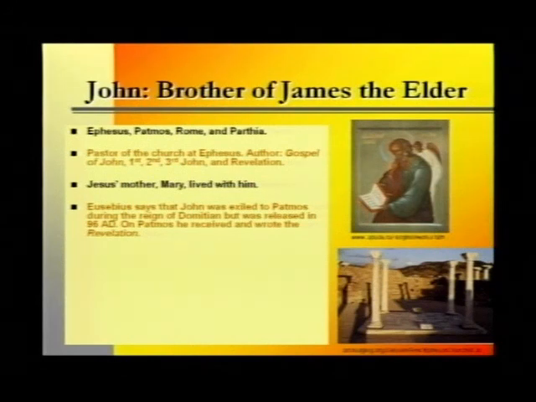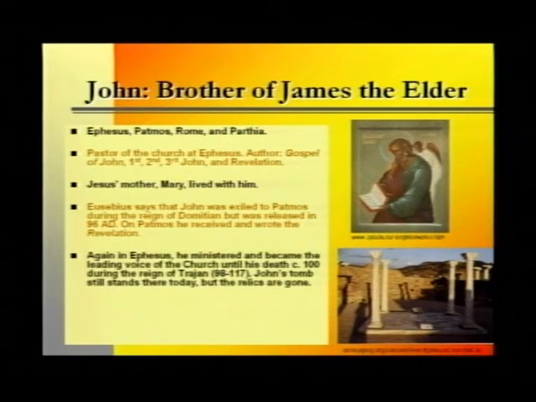Eusebius, the early church historian, says that John was exiled to Patmos during the reign of Domitian, but was released in 96 AD. On Patmos, he received and wrote the Revelation. And again in Ephesus, he ministered and became the leading voice of the church until his death around 100 AD. So he outlived all the other disciples, all the other apostles, and this would have been during the reign of Trajan, who reigned from 98 to 117. John's tomb still stands there today, but his relics are gone. His bones are gone, and all of his belongings are gone. But the tomb is there.